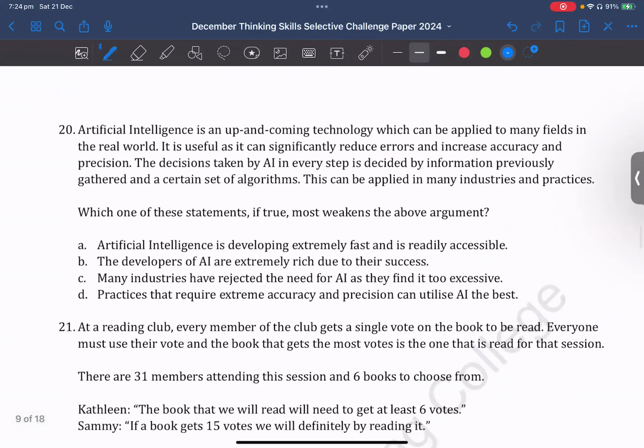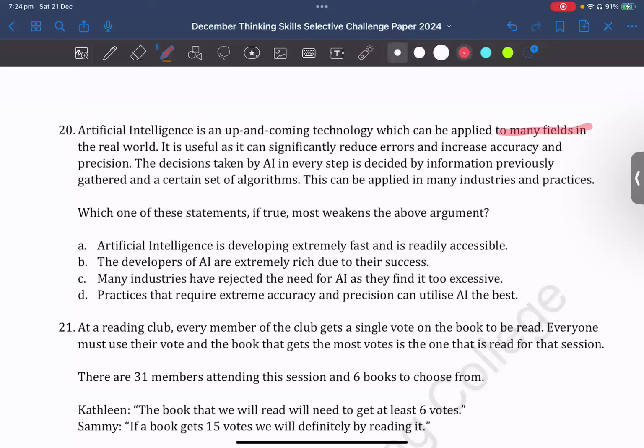Okay, question 20. Artificial intelligence is an up-and-coming technology that can be applied to many fields in the real world. And this is your argument here, because once again, it's highlighted there. So which of these statements, the rest is a bit of background information. For the interest of time, I'm going to skip this. If you don't understand the argument, please type it in the chat and I'll get back to it at the end if we have time.